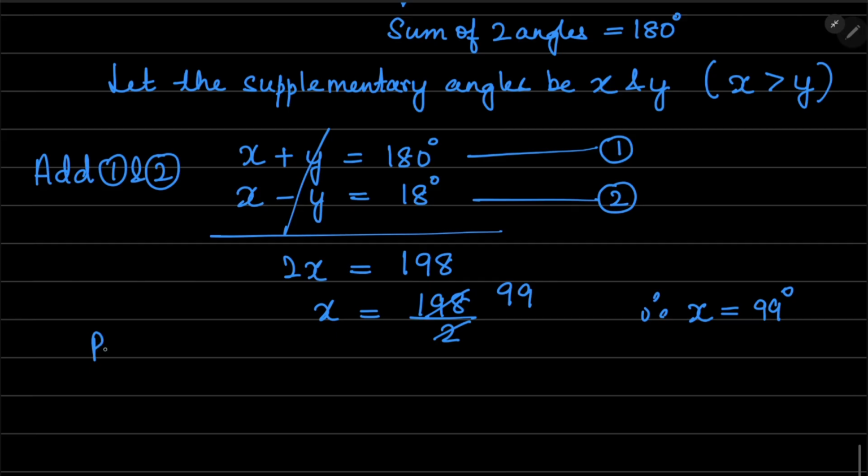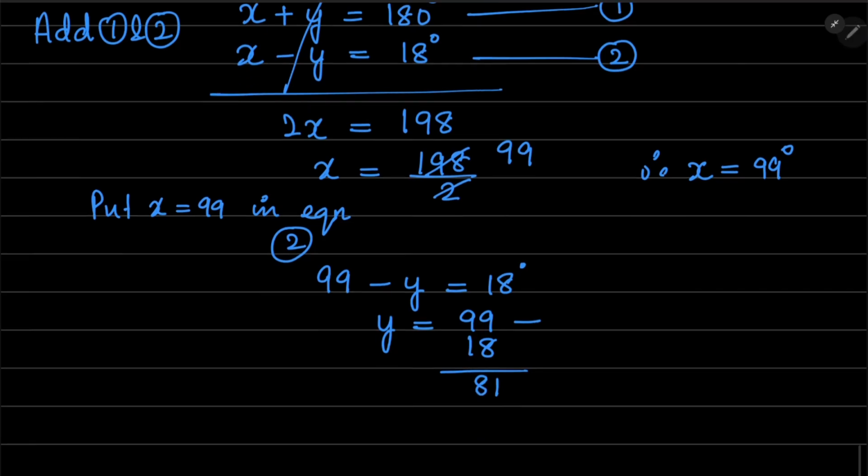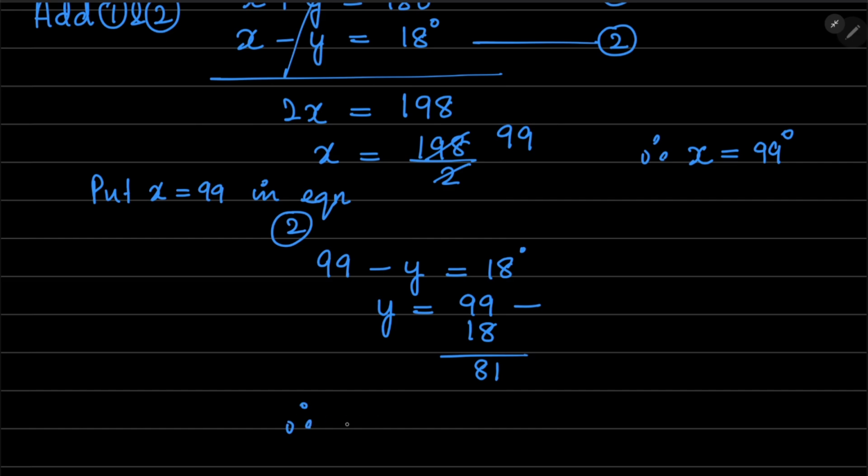Now you can put x equal to 99 in any one of the equations. I'm just putting it in equation 2. So what do I get? 99 minus y is equal to 18 degrees. So y will be equal to 99 minus 18, because y will go to the right hand side and become plus y, and 18 will come to the LHS and become minus 18. 9 minus 8 is 1, 9 minus 1 is 8. So y is nothing but 81 degrees.